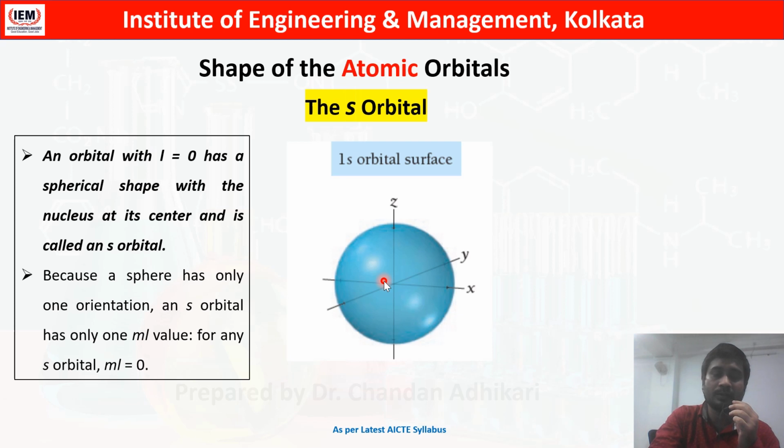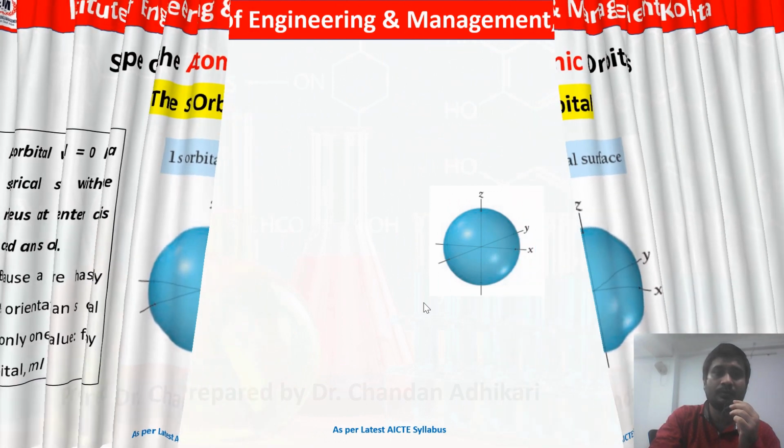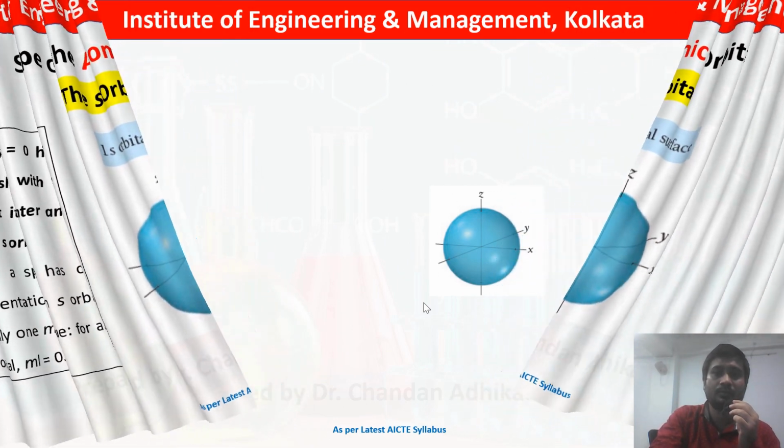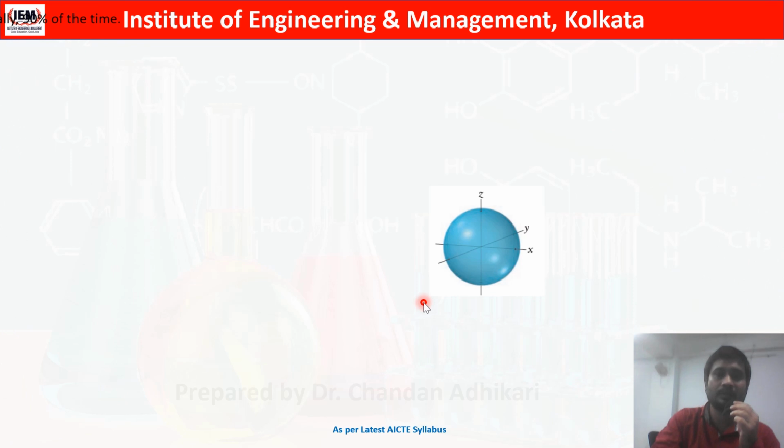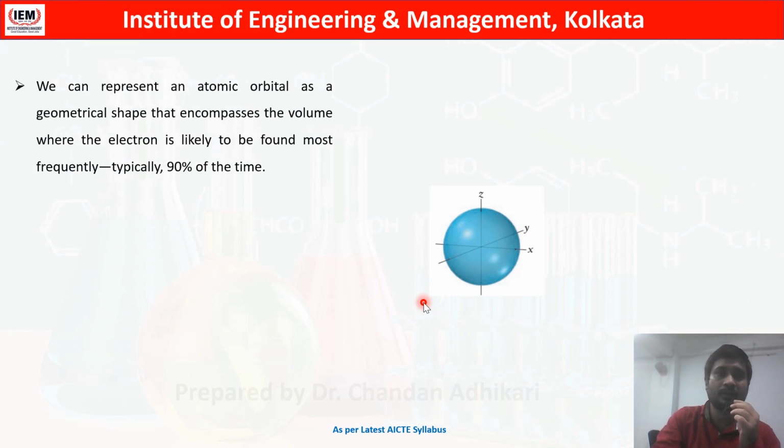So an s orbital always appears when l equals 0, and if l equals 0, the corresponding ml value will also be 0, so ml has only one value. That's why s has only one orbital. That you need to remember, and an s orbital can take a maximum of 2 electrons. So if we look at the s orbital, it is nothing but the region where the probability of finding the electron is close to 90%.